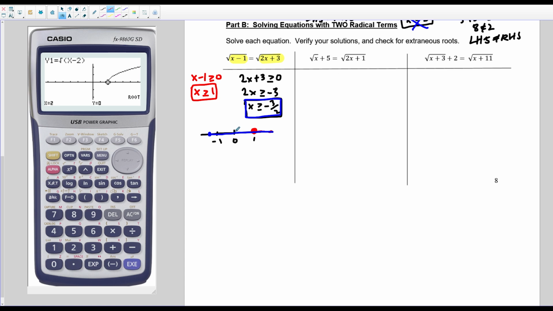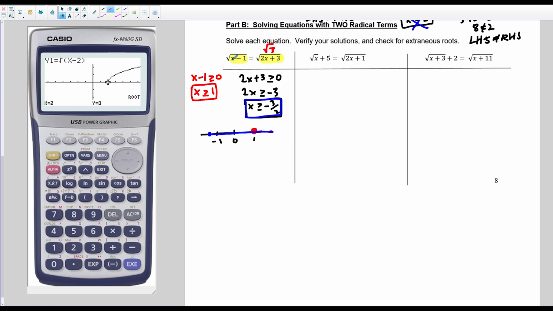If I put a 0 into both of my radicals here, do they both still work? So 0 is part of the blue restriction. If we look here, let's start with this one right here, 2 times 0 plus 3. So we have 2 times 0, which is 0, 0 plus 3. That gives me the square root of 3. That works out fine.